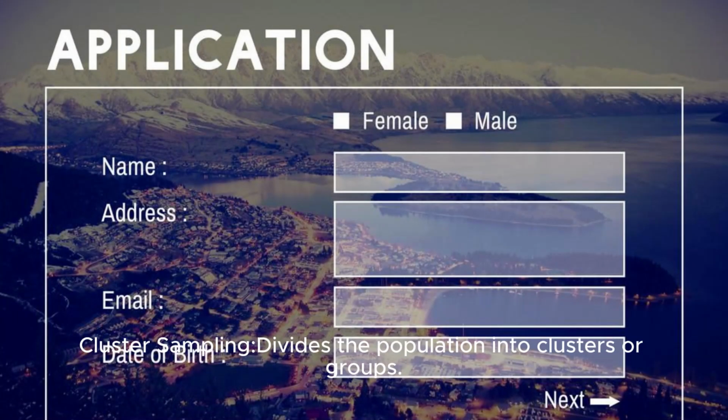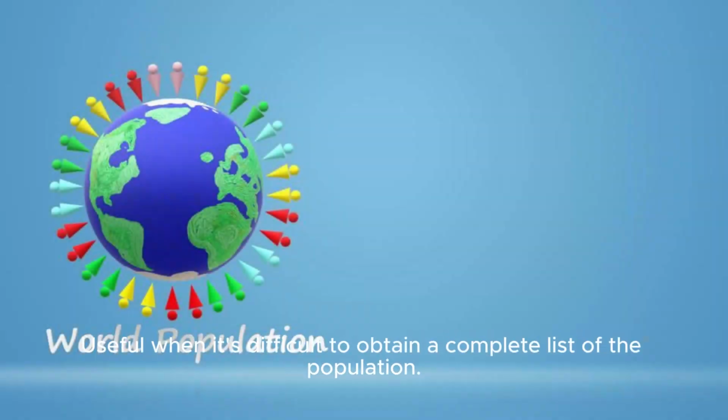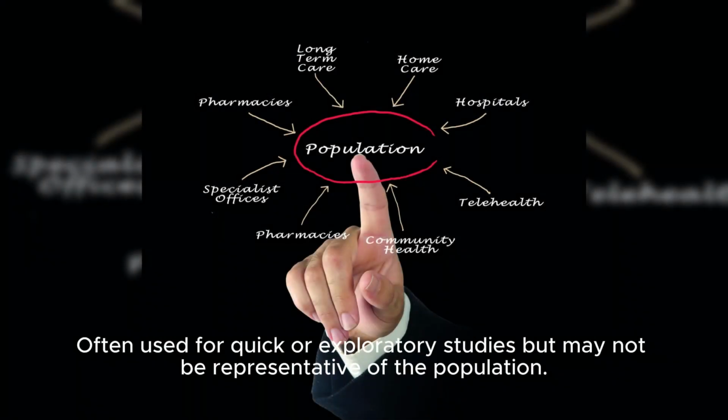Cluster sampling divides the population into clusters or groups. Randomly selects some clusters and then includes all members of those selected clusters in the sample. Useful when it's difficult to obtain a complete list of the population. Convenience sampling involves selecting individuals who are most conveniently available or accessible to the researcher. Often used for quick or exploratory studies but may not be representative of the population.